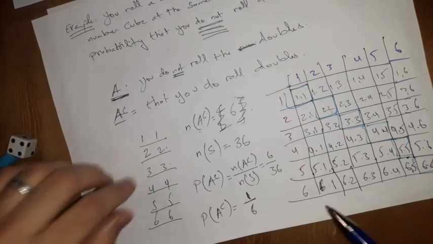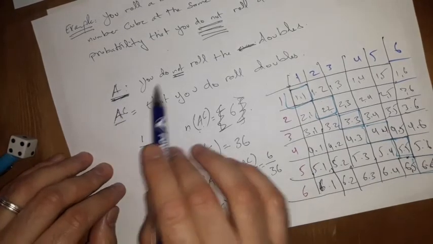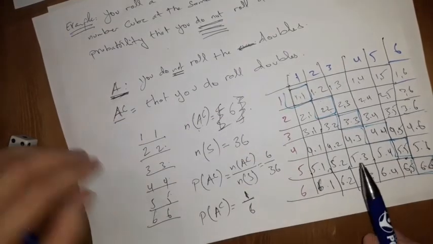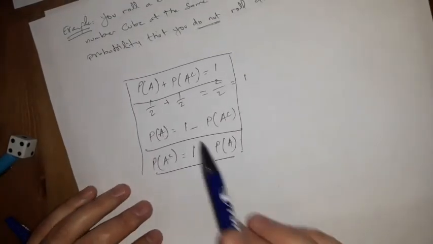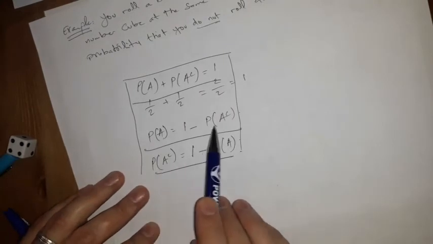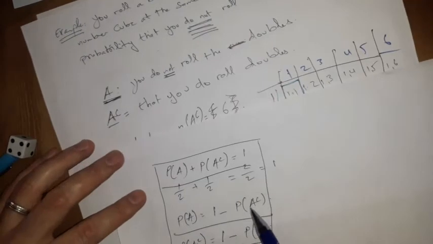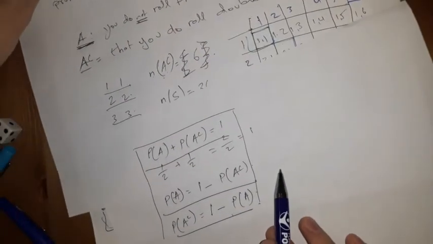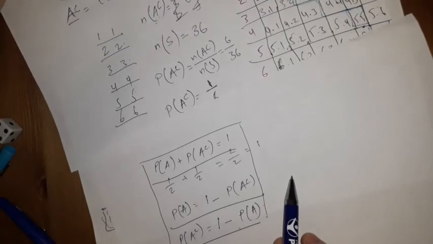So my question now, how can I find that you do not roll double? I just have to go back to what I said, which is that the probability of an event is 1 minus the probability of the complement event. So we just found what this equals. Let me check if we are on the same page. All right, we're good.